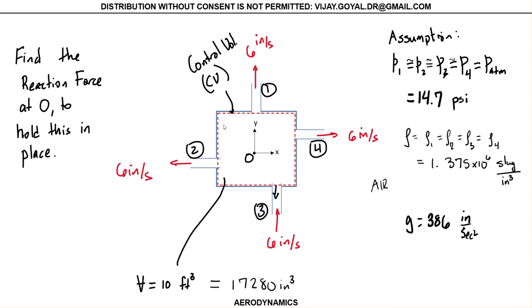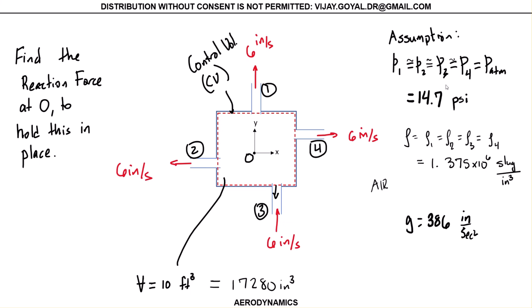This contour volume is set by me. We could have chosen any other way; I chose it like this. The total volume of the reservoir is 10 feet squared, cubed. In this particular problem, everything is given in inches, so it's a lot easier to convert this into inches cubed. It's also a very close assumption, actually, that P1, P2, P3, P4 will be approximately atmospheric pressure.